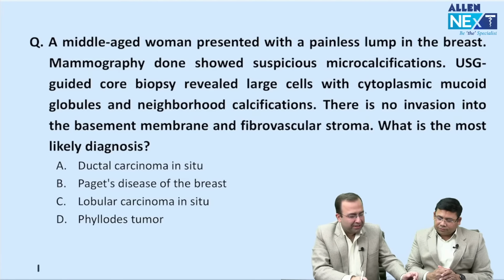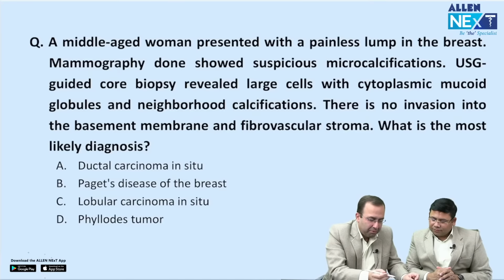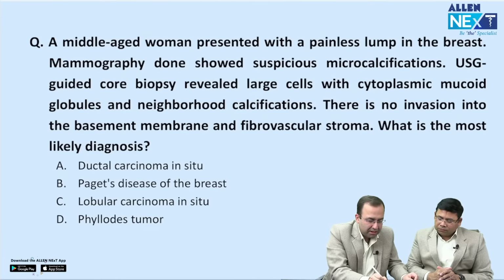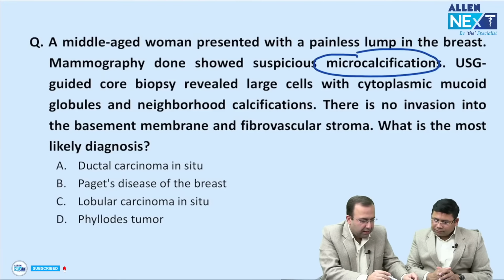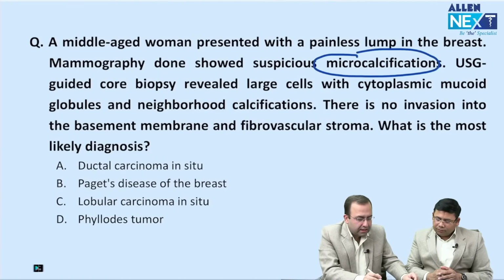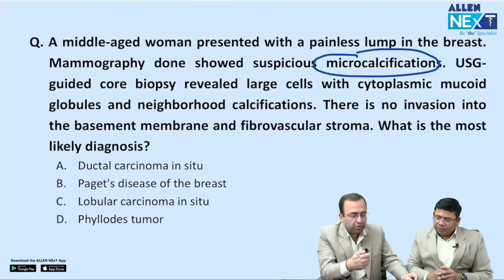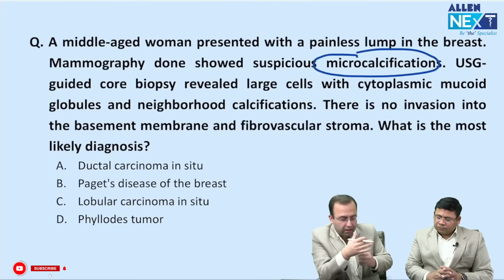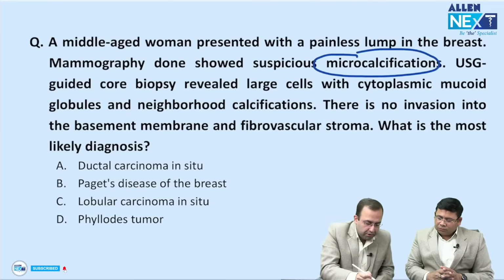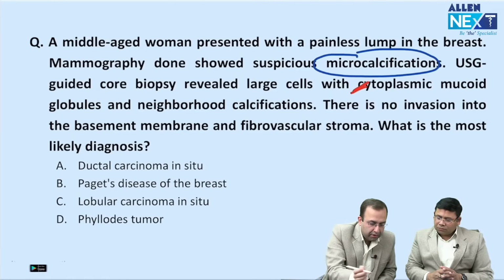A middle-aged female presents with a painless lump in the breast. Mammography is showing suspicious microcalcifications. That means the examiner is taking you towards malignancy. Ultrasound shows the presence of large cells with cytoplasmic mucoid globules and neighborhood calcification, that is, calcification occurring around the lesion. The presence of mucoid globules makes this a case of lobular carcinoma. So the most likely diagnosis is lobular carcinoma.